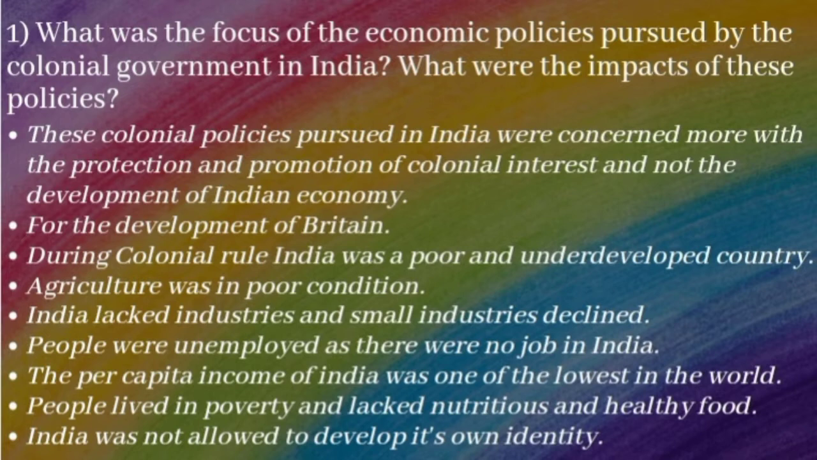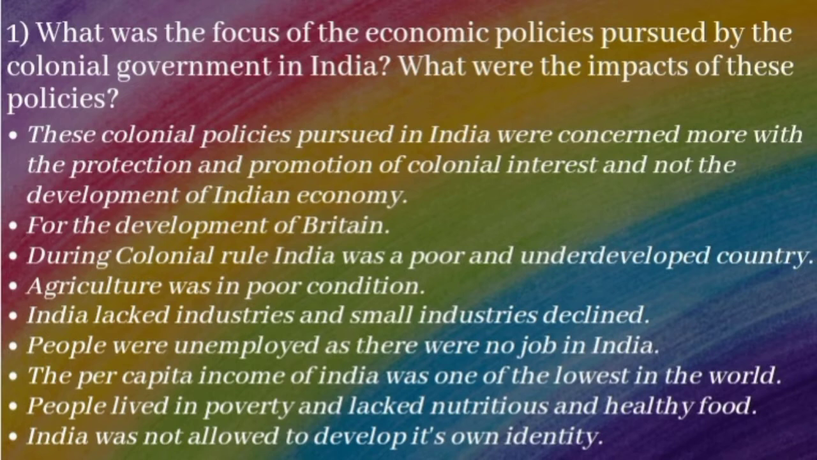Then coming to the next point, the next point is for the development of Britain. So what does that mean, for the development of Britain? That means they did all the things in India to gain profit and to strengthen their country. Then the third point is, during colonial rule, India was a poor and underdeveloped country.